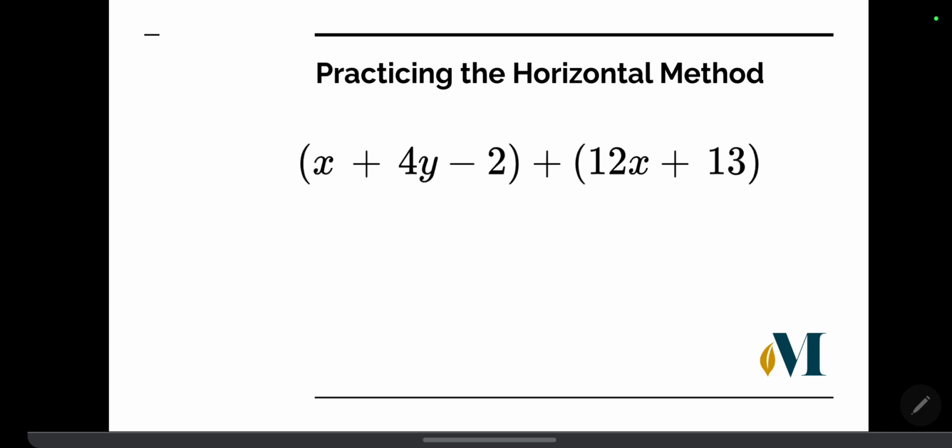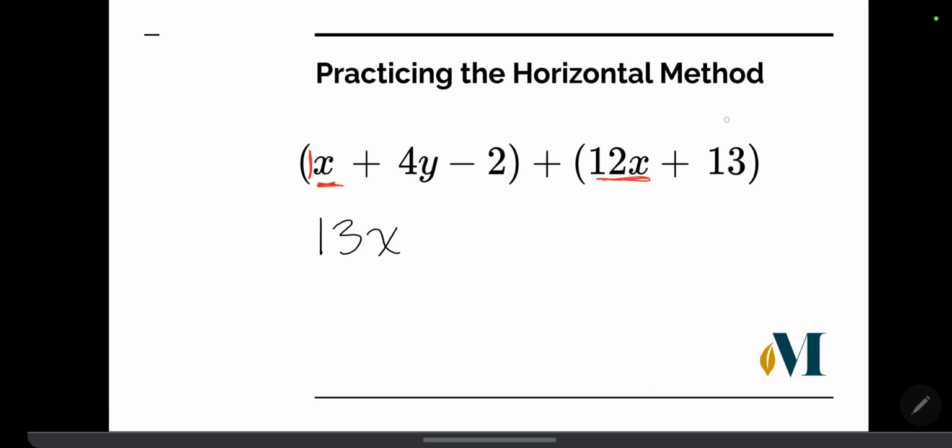Here's another exercise. So we have x plus 4y minus 2 added to 12x plus 13. So let's combine the like terms. First, we have the term that has a variable x. Okay, so the first one we have x, and the second one we have 12x. Okay, and you know the product of x and 1 will give you just x. So let's see here, what's 1 plus 12? In total, we have 13x.